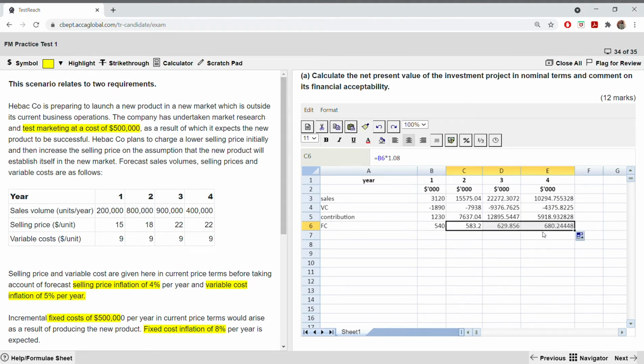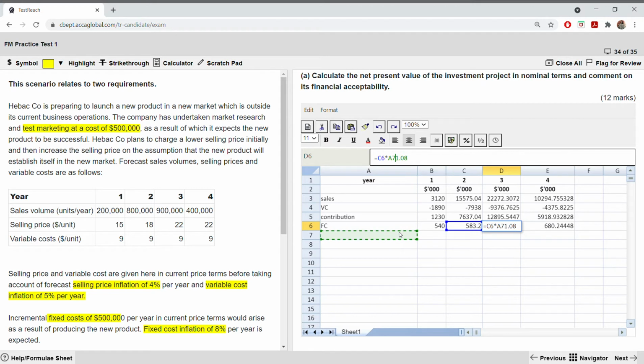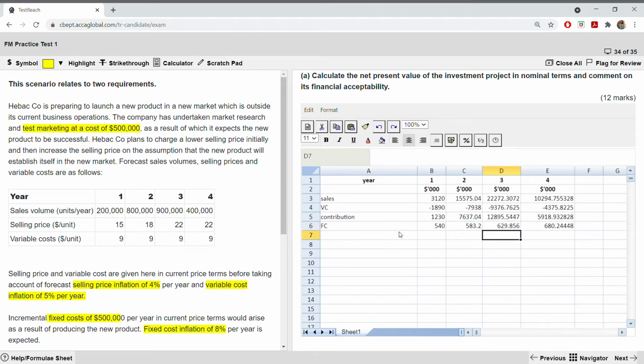Just see what happened. Okay, automatically it took 8% on the previous. Okay, just go to this and see the function if you want to see what they did. Now, you deduct the fixed cost, and fixed costs are in minus, so what happens is go and just put a minus sign. Automatically all the other cells will be minus.